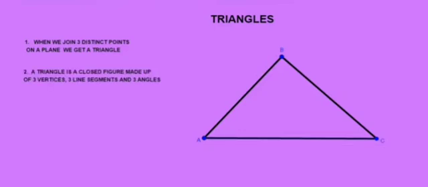A triangle is a closed figure made up of three vertices: vertex 1, vertex 2, vertex 3. And three line segments, that is, first line segment, second line segment, and third line segment. And three angles. Look at here, three angles are there: first angle, angle 2 and angle 3.